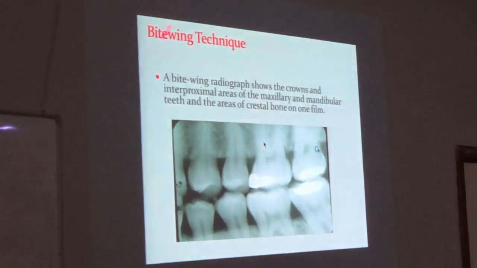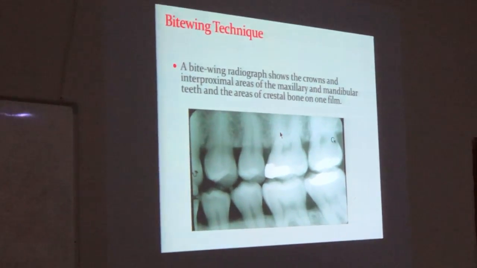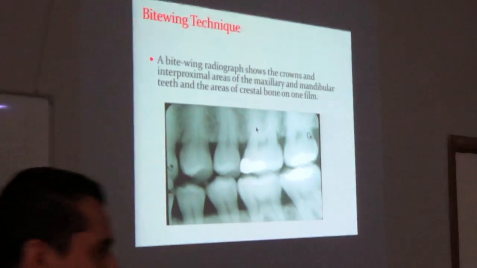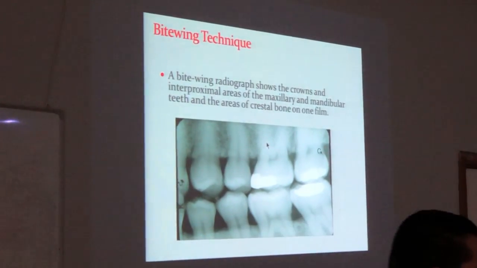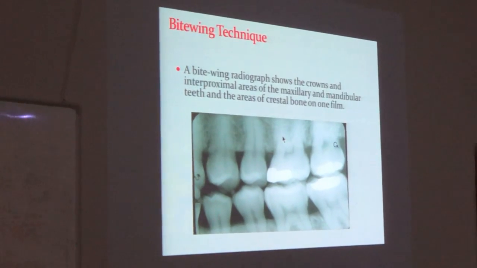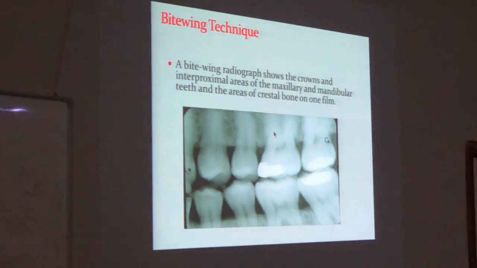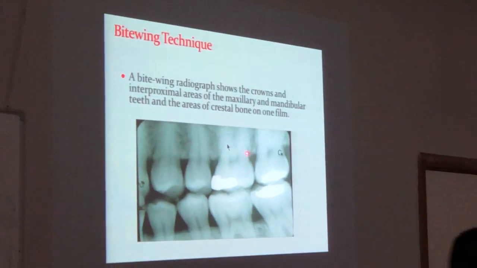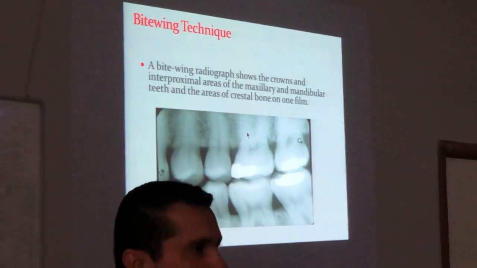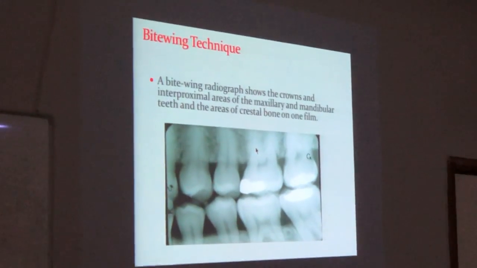Bite wing technique. If we need just the crown of the tooth, not the roots, if we want to detect any abnormalities in the crown, in the proximal surfaces, and even in the buccal, not lingual, because the lingual will be superimposed, just in the buccal or in the proximal areas or in the crest of the alveolar bone, it's important to take a bite wing.